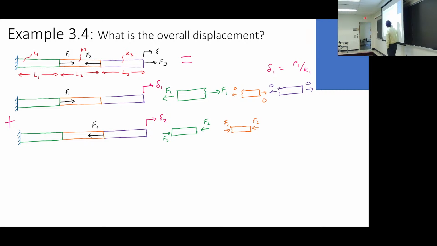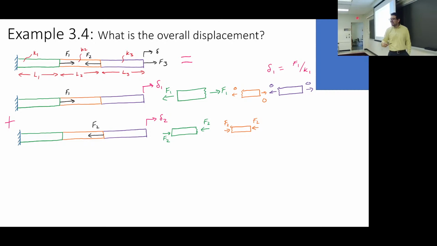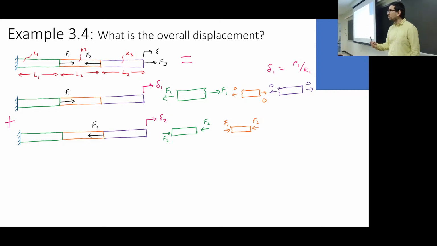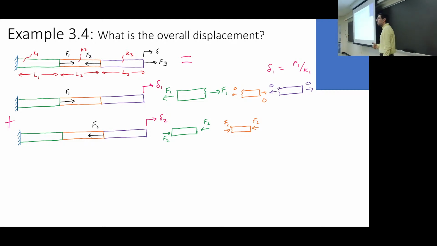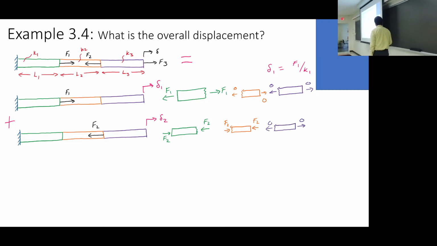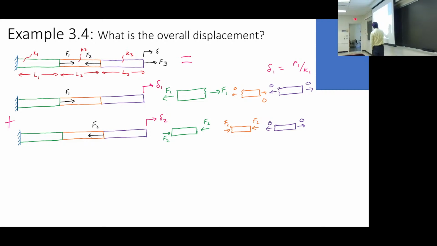Look, the F2s are all going in different directions, but they're all pushing inside on their elements, which means they're all compressive. And then the purple, again, is just along for the ride. There's no internal force in the purple. But if this moves to the left, this is going to move to the left.